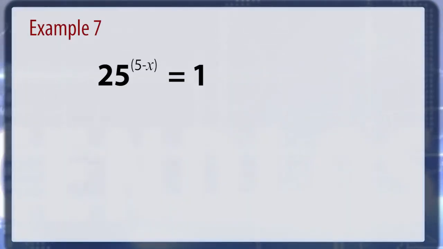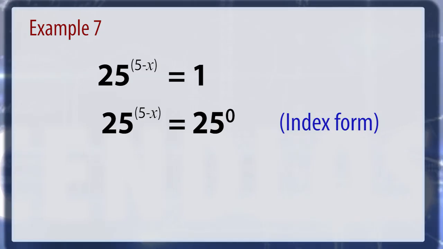We have 25 raised to the power 5 minus x to be equal to 1. Now, what do you think we should do here? Again, we have to write both bases to be the same. Remember, we learned something in our last lesson. We said that 1 can be written as any number raised to the power 0. So what we are going to do here is to replace our 1 with 25 raised to the power 0. So we'll have 25 raised to the power 5 minus x is equal to 25 raised to the power 0.